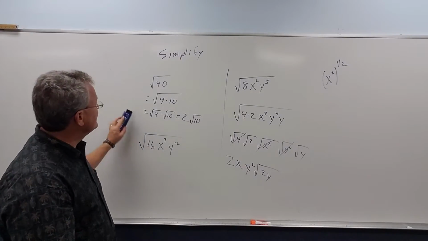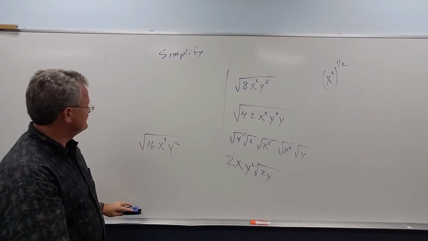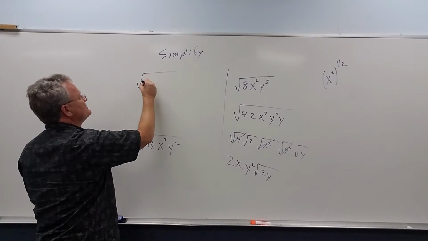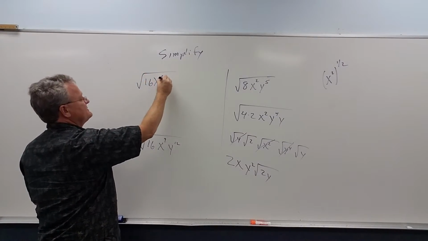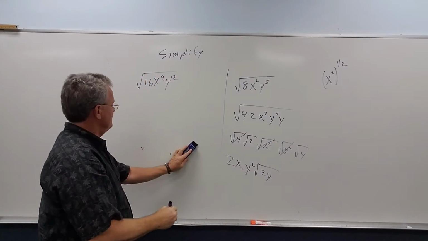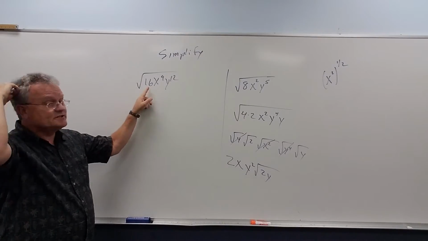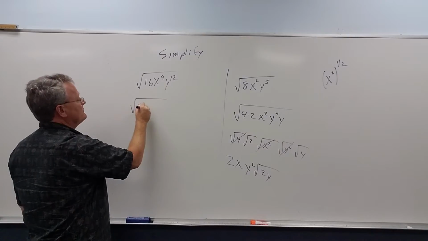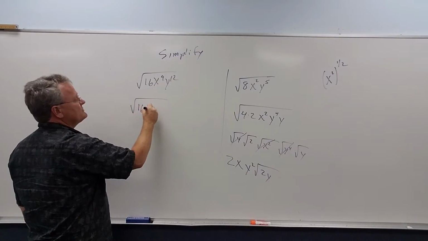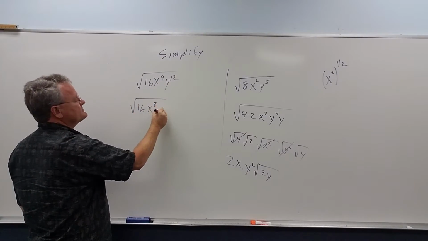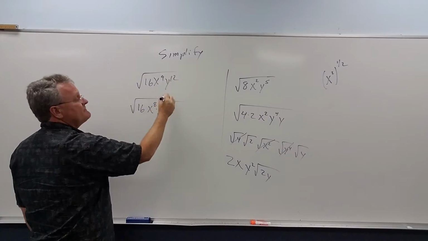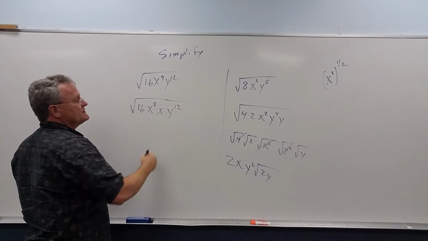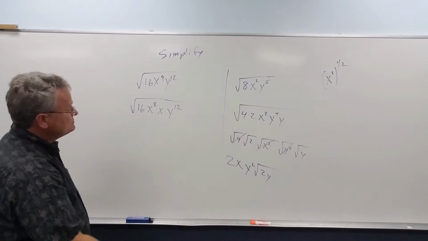All right, let's do one last example. Let me just move this up. The square root of 16 x to the 9 y to the 12. Well, the square root of 16 is 4. It's a perfect square. This is an odd exponent, so factor out 1 x. This is an even exponent, so leave it the way it is. Then we just do what we just did.